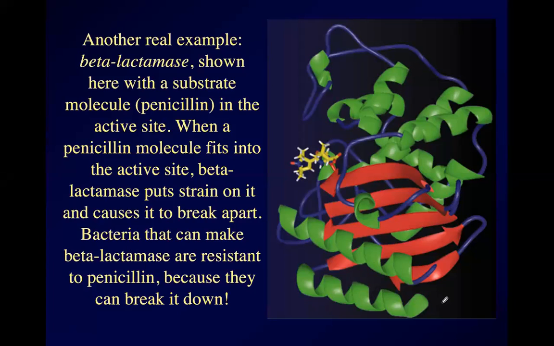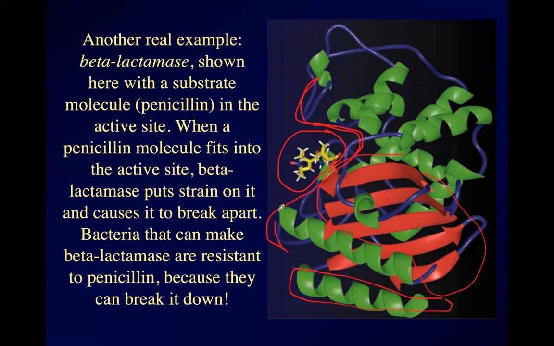Okay, so things like in green right there, there's a nice alpha helix for you. All these red things over here, those are beta sheets. And then this little stick-figured thing that looks mostly yellow, that's a molecule of an antibiotic. It's called penicillin. And the penicillin fits into the active site, which is right here. This thing that I'm tracing right there, that is the active site. That's where the penicillin fits in. And when the penicillin fits in there, beta-lactamase strains the molecule and causes it to break.